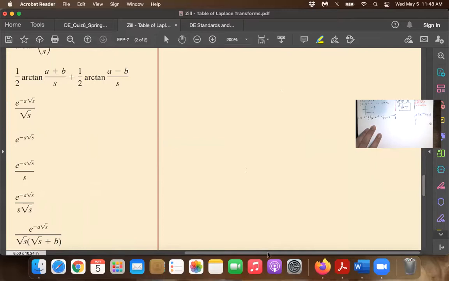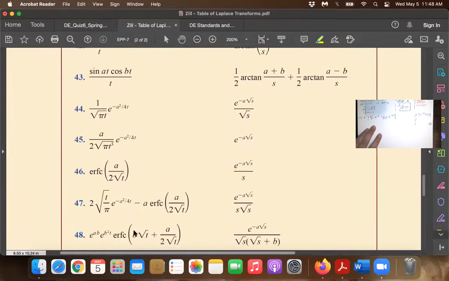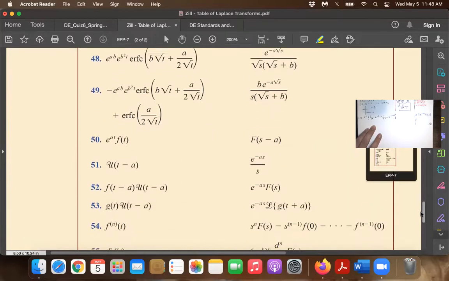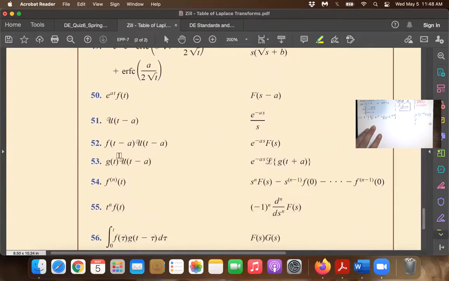Now we've used this before. We just used it in the forward direction rather than the backwards direction. So 52 and 53 involve a function of t multiplied by a Heaviside function. And we said that the result of that Laplace transformation is e to the negative as times F of s. So we're going to use 52. We're going to use it backwards. The inverse transform of this guy is equal to that guy.